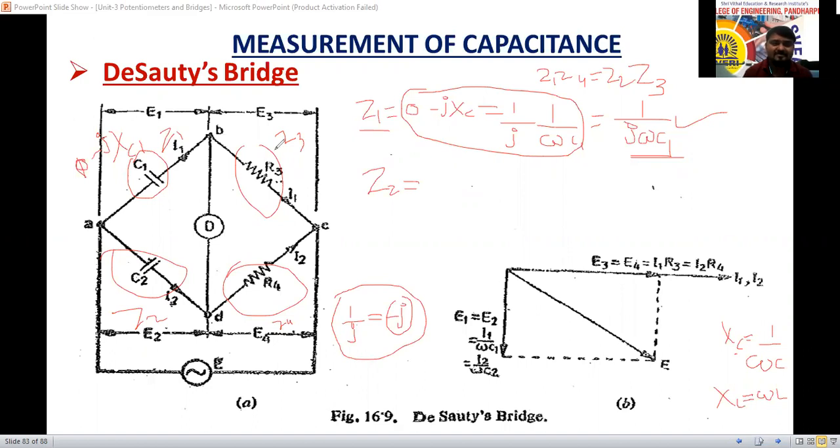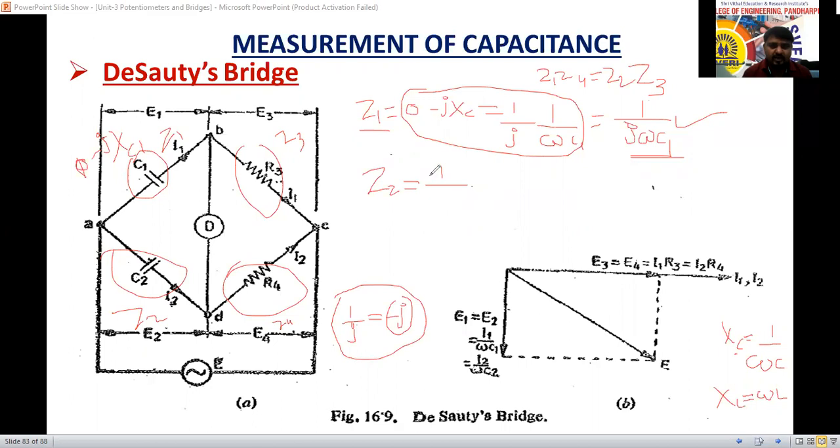So 1 upon J omega C2. How are you taking J omega? Listen, for that reason only I am telling roll number 12. You listen carefully here.